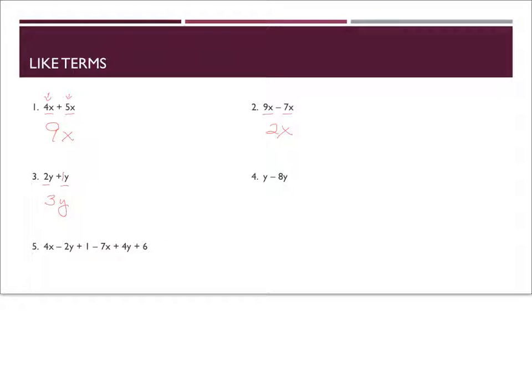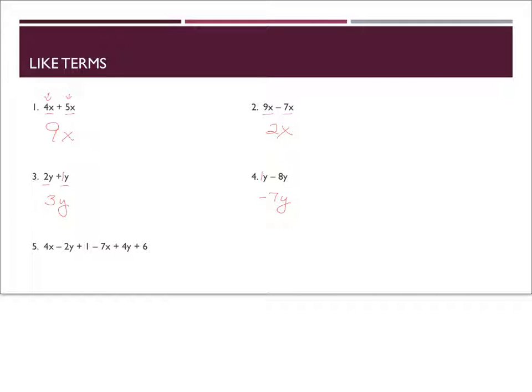Same thing here with number 4. I have an invisible little 1 in front of that y. If I have one y and I need to take away 8, following my sign rules, I'm going to be in the hole by 7 y's.